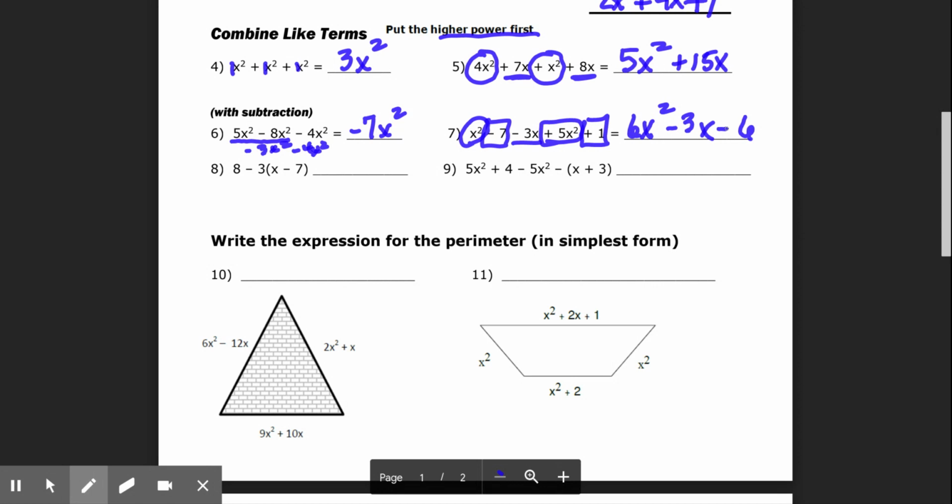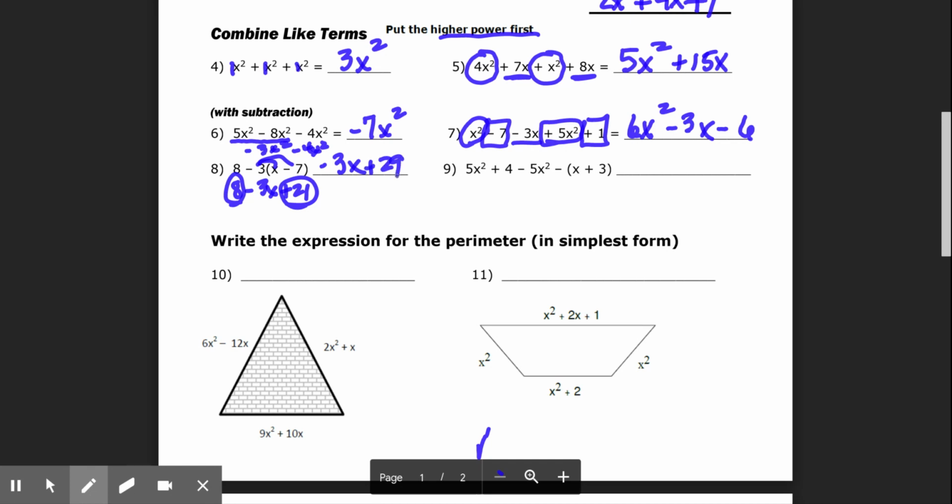All right, let's take a look at number 8. We're going to distribute. This really doesn't look any different than what you have done since the beginning of the year. So you're going to bring down the 8. Your negative 3 is your distributor. So negative 3 times x is negative 3x. Negative 3 times negative 7 is positive 21. So your final answer will be negative 3x plus 8 plus 21, which is 29.